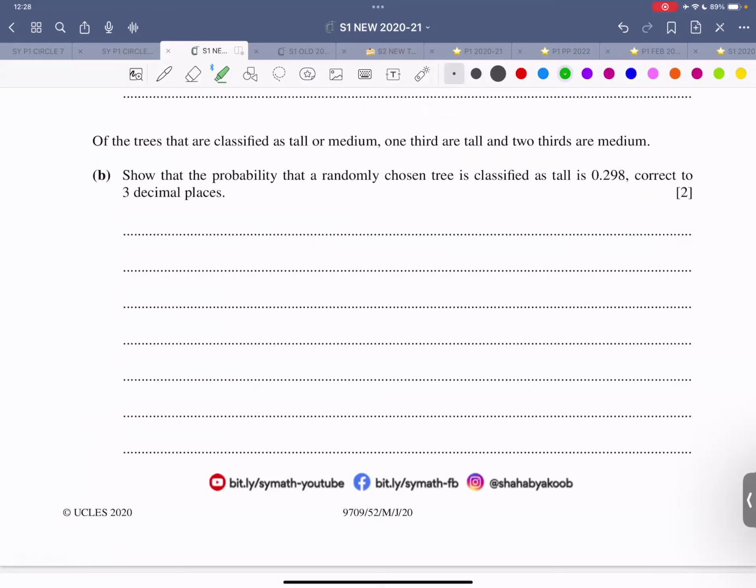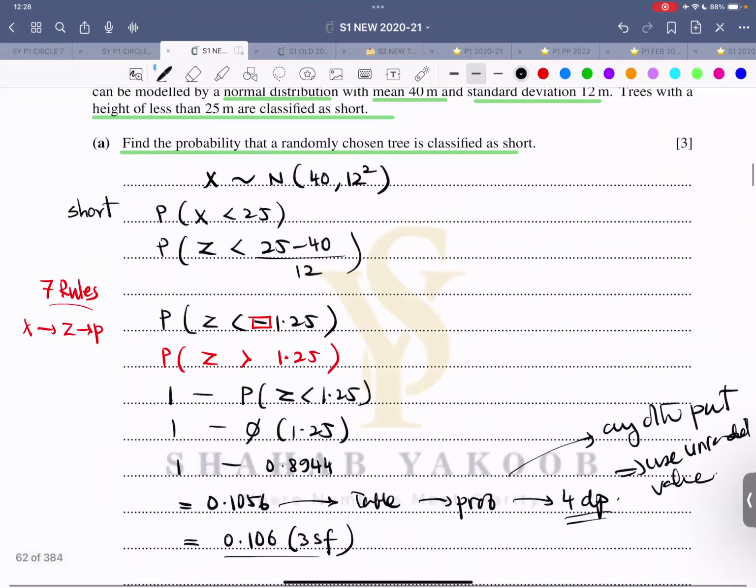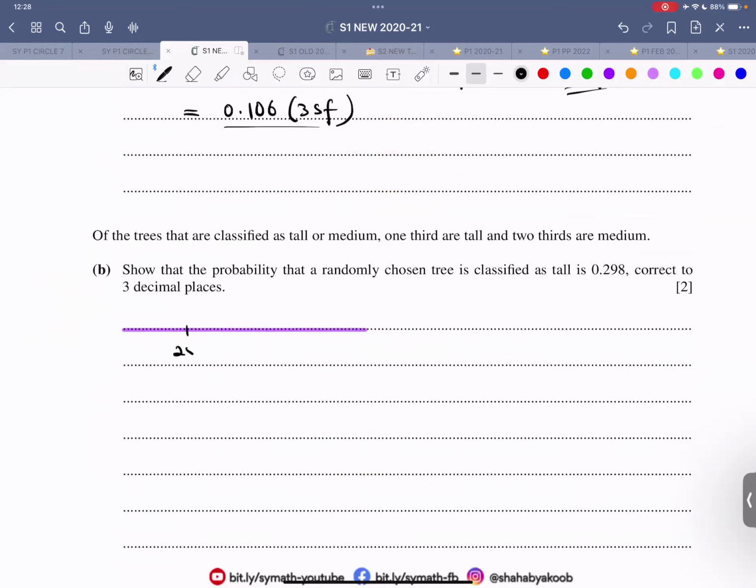Now it says of the trees that are classified as tall or medium, 1/3 are tall, 2/3 are medium. So now let me draw a number line. And let me write over here that this is lesser than 25. The probability is 0.1056. Now somewhere here should be a value T. More than that should be classified as tall. So this is tall and this is short. And what is in the middle? The middle one is medium.